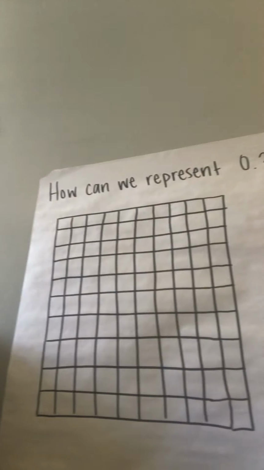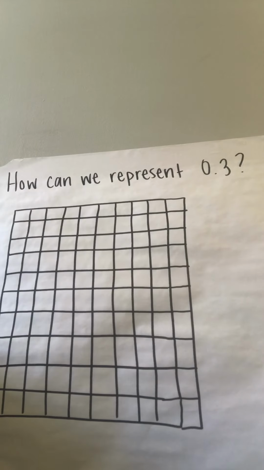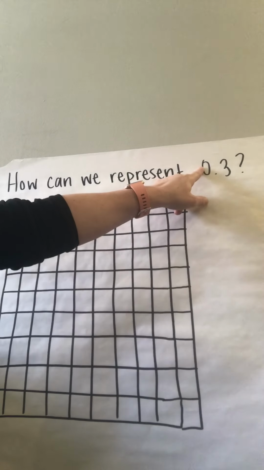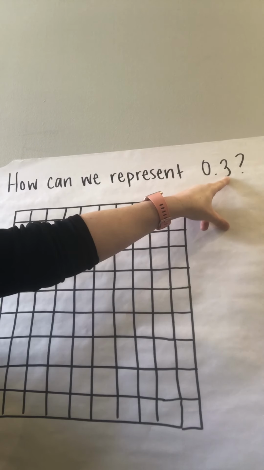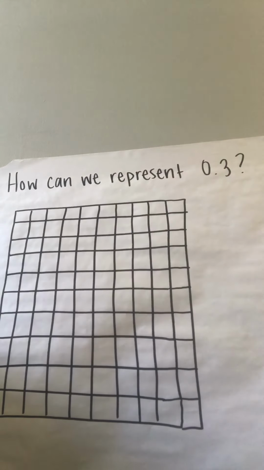Okay. So I have a pretty serious question today. I'm a little nervous to ask because I don't really know what to do myself, and I'm hoping that you could really help me out with this. The question today is, how can we represent 0.3? I say that as 3/10. Say it with me. 3/10.